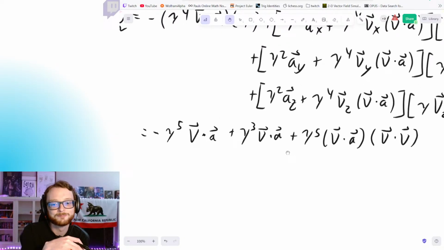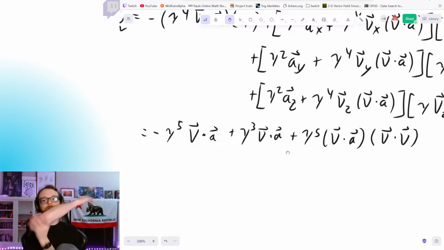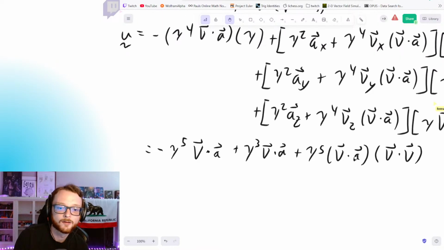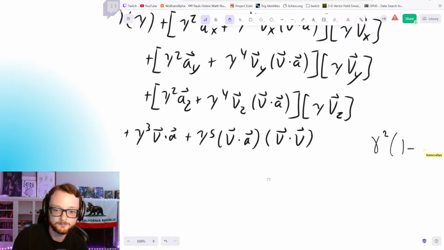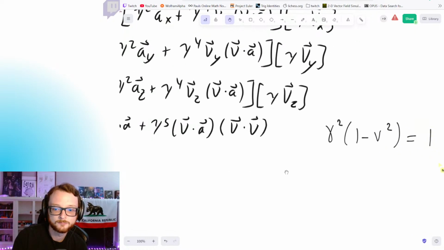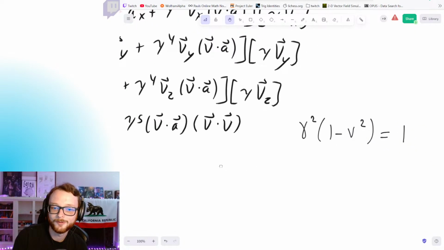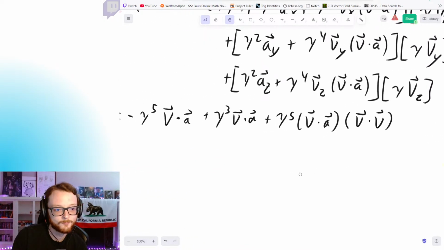Because v squared minus 1 is gamma, isn't it? Let me think. No, gamma squared. Yeah, there's something going on here. The first and third terms, we can factor out a 1 minus v squared, and gamma squared times 1 minus v squared is 1, I think. Does that sound right? Gamma squared times 1 minus v squared equals 1. Oh, yeah. That's going to help us, I think.